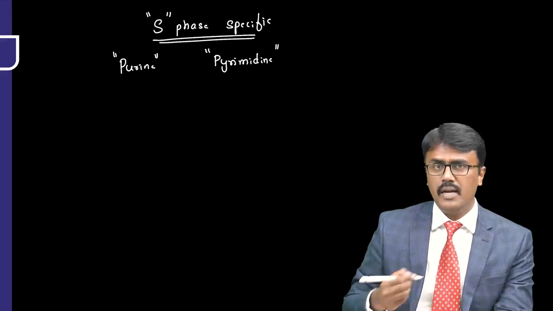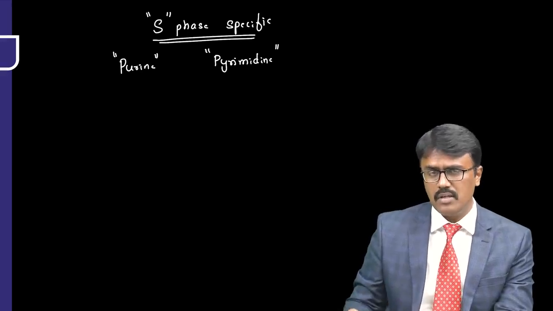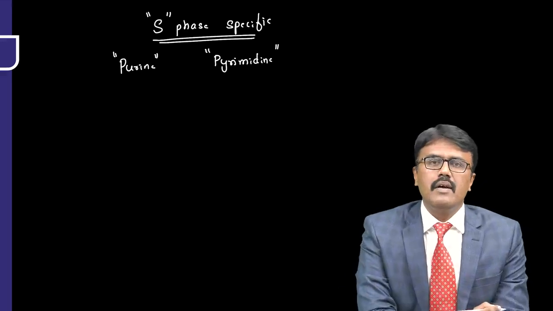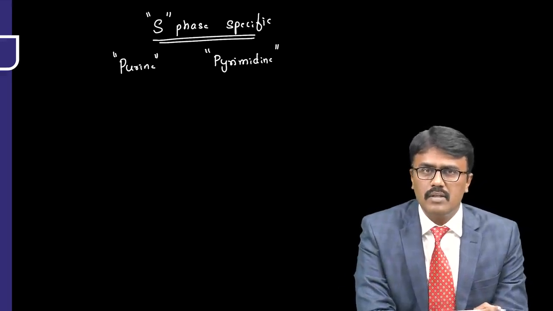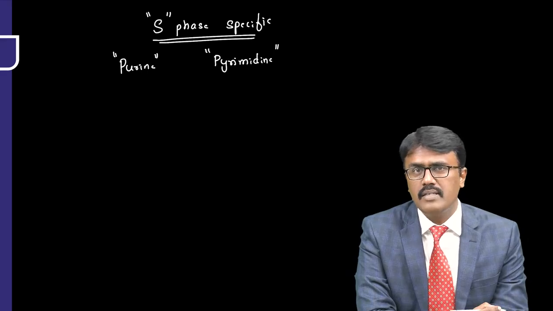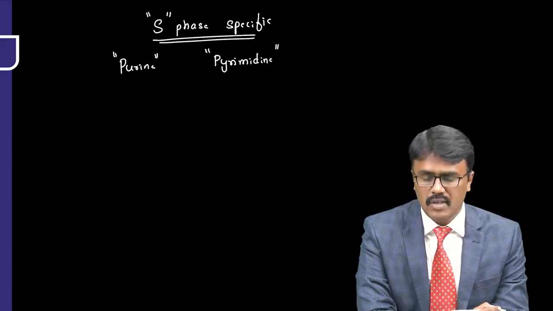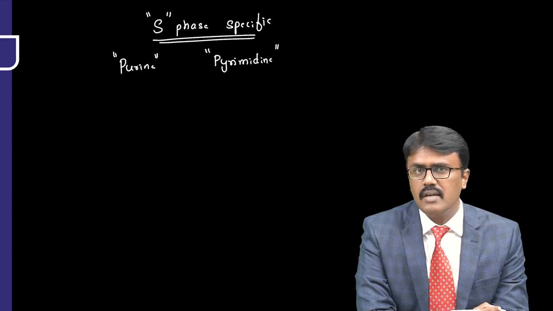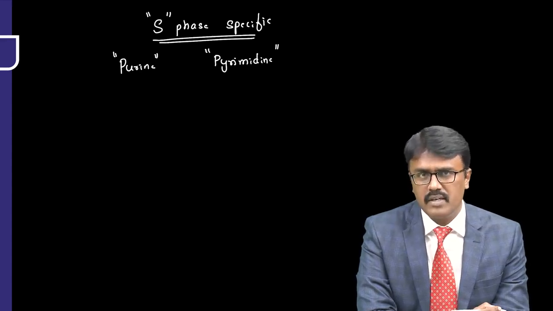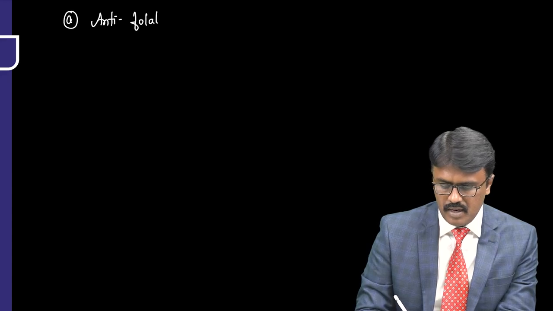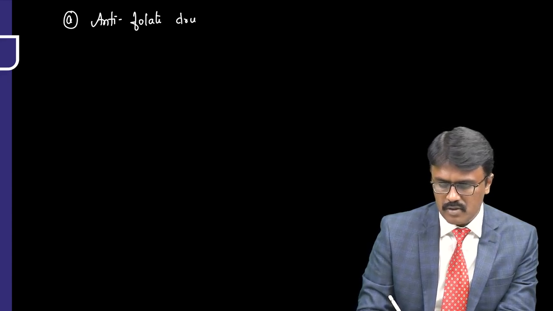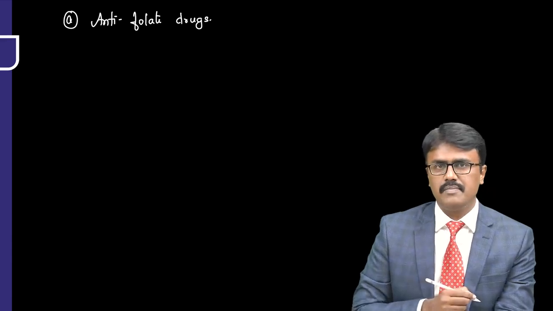So we have purine antagonists, we have pyrimidine antagonists, and also we have a drug called methotrexate which can block the enzyme called dihydrofolate reductase. So we'll discuss these drugs in S phase specific drugs. In S phase specific, the first one which we are going to discuss is called the antifolate drugs, or we can call them folate antagonists.